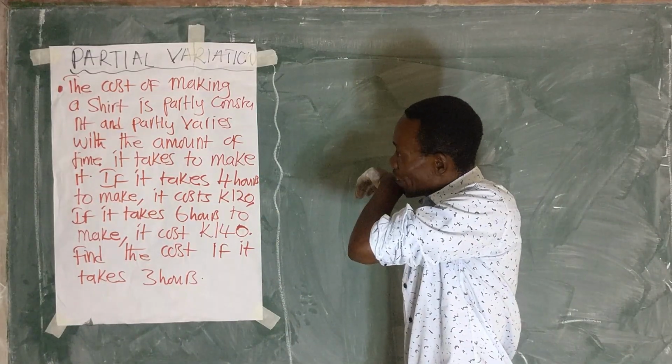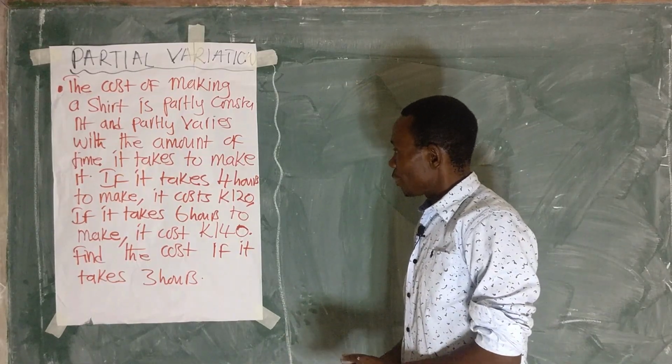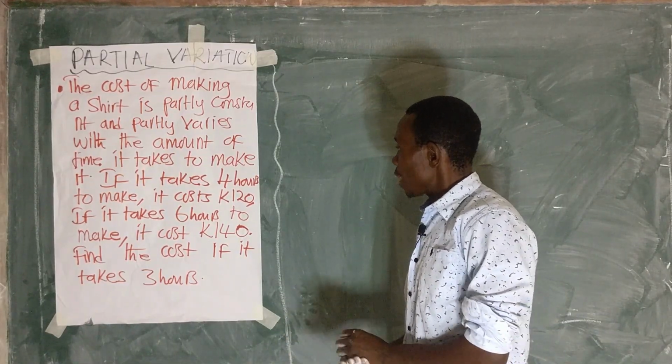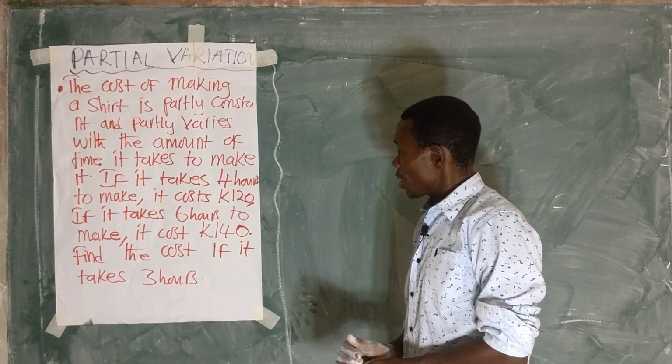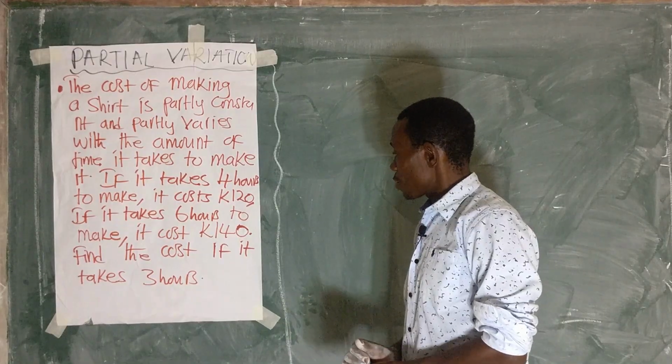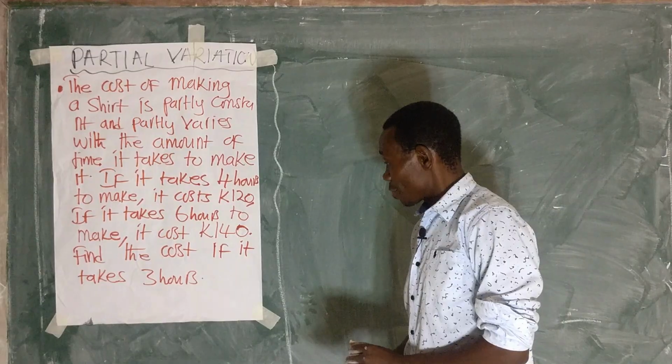A cost of making a shade is partly constant and partly varies with the amount of time it takes to make it. If it takes 4 hours to make, it costs 120 kwacha. If it takes 6 hours to make, it costs 140 kwacha. Find the cost if it takes 3 hours.